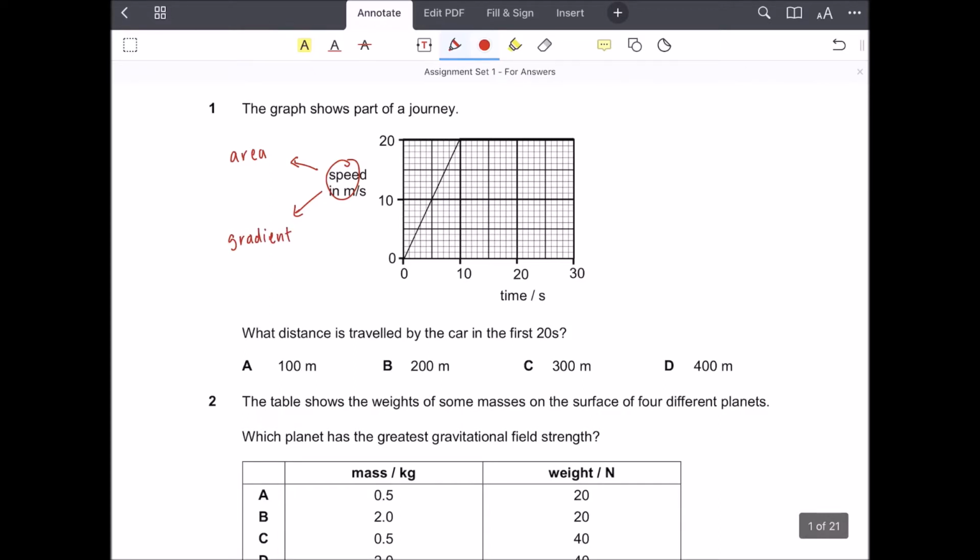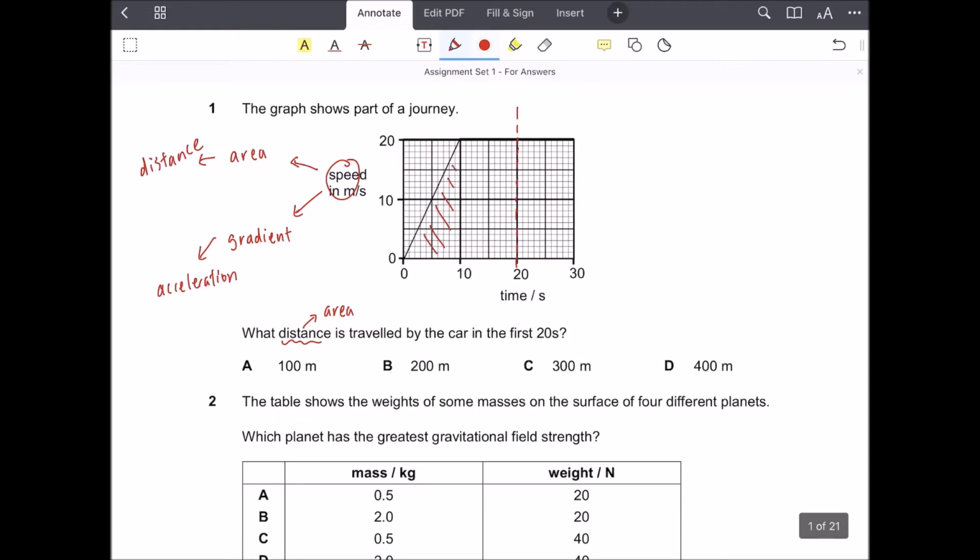So the area under the speed-time graph would give me the distance, whereas the gradient would give me the acceleration. This you have to take note of. So in the question, they ask you, what distance is traveled by the car in the first 20 seconds? So if you look at the first 20 seconds, you want to find distance, which is the area. So we can find the area under the graph.